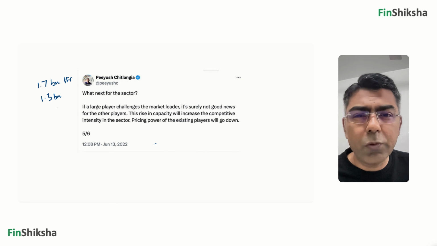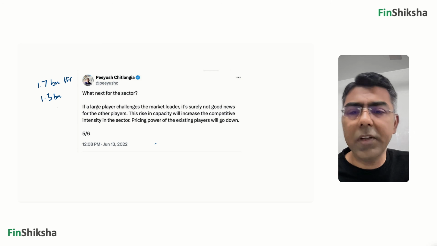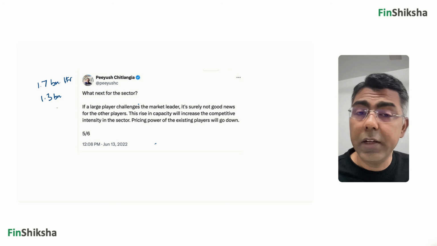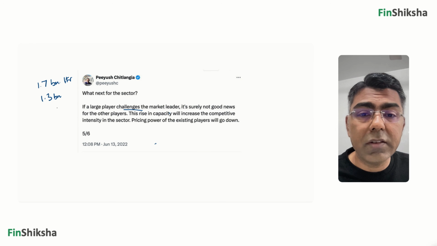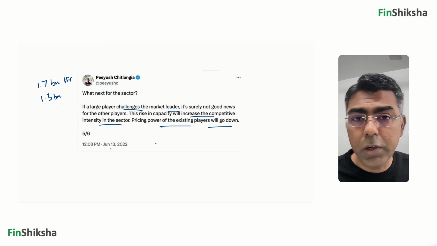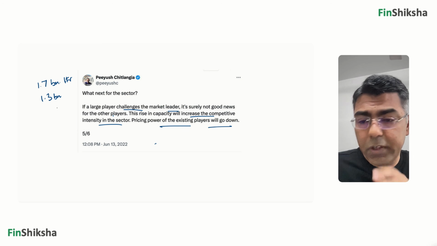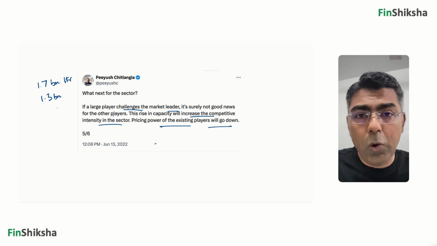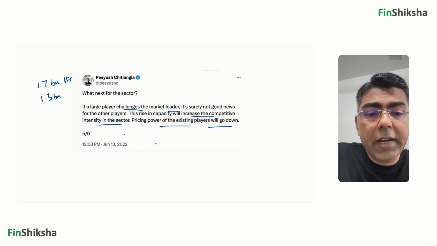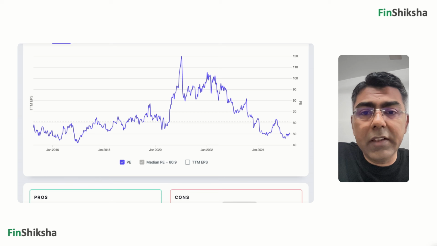If you have 10,000 odd crore rupees, you can set up a reasonable amount of capacity. General scenario, if a large player challenges the market leader, surely not good news. Increase in competitive intensity, pricing power of existing players should go down. We noted this in 2022, and we will note that pricing power impact. The capacity has come on stream in the recent few quarters, and that should ideally be evident in the financial numbers.